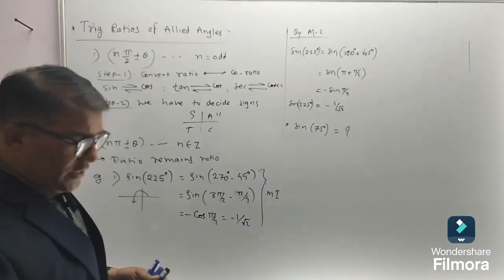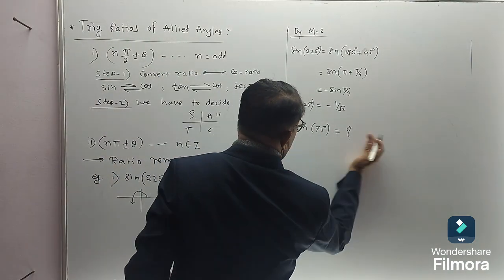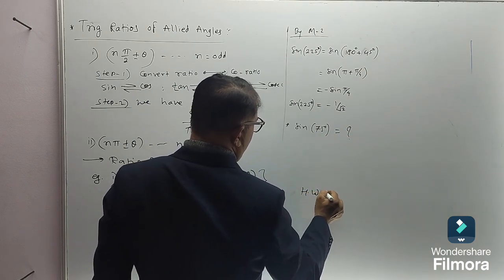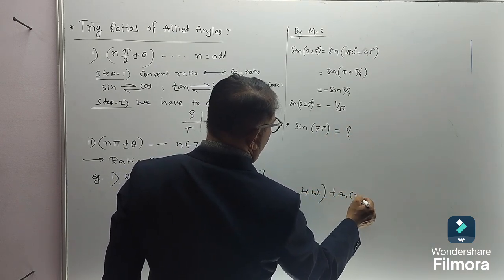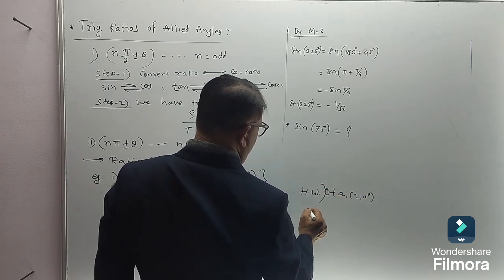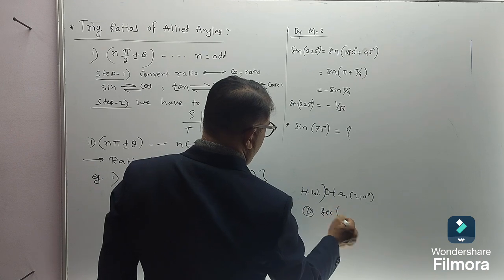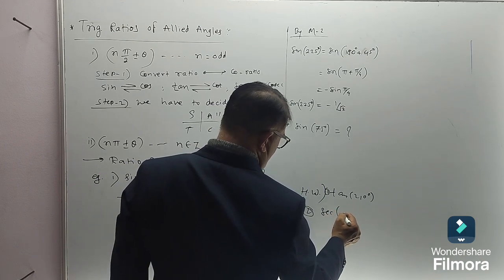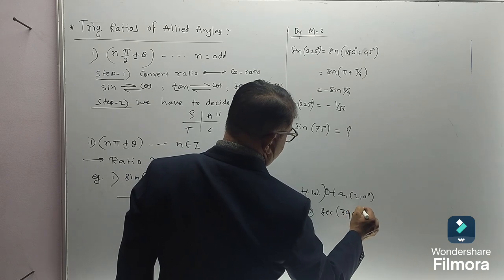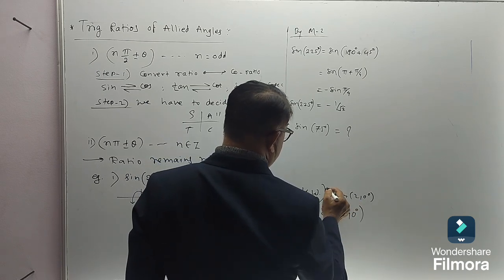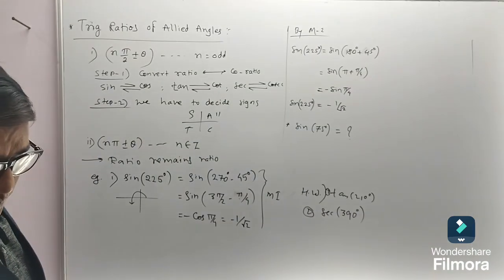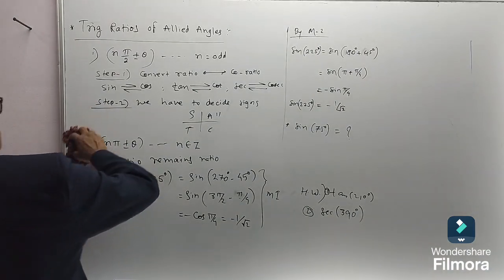You can also check some of the angles for homework. For homework, try tan of 210 degree. Second one, secant of 390 degree, like this. Many more. You can take examples from the textbook also.